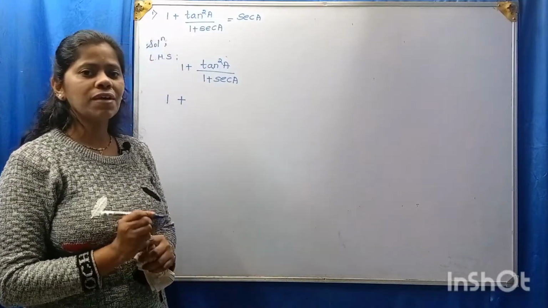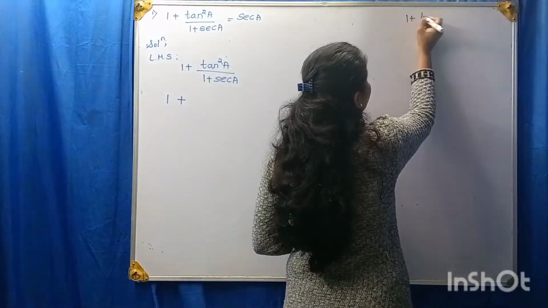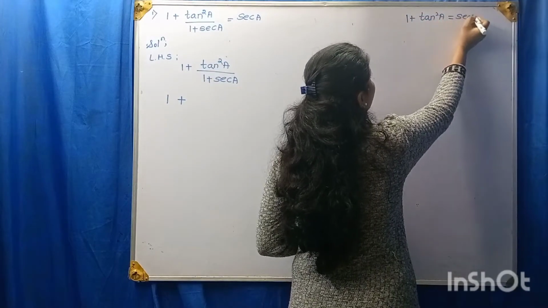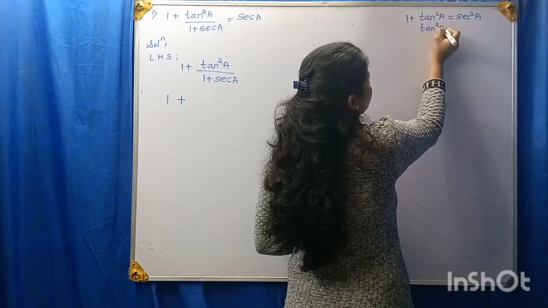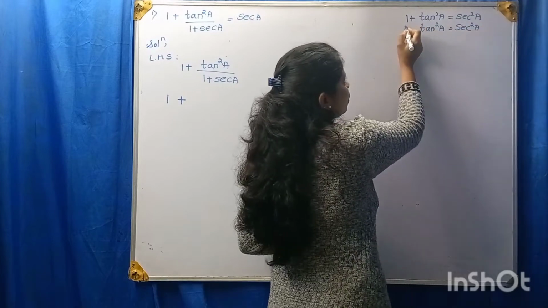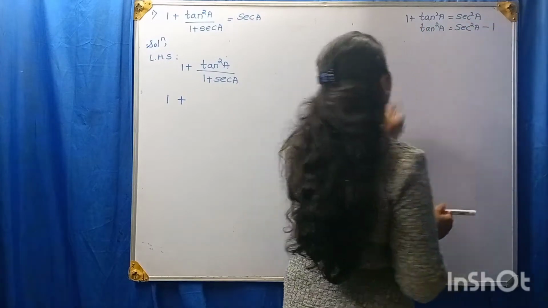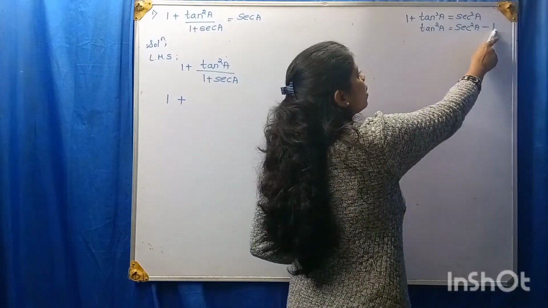1 plus tan²A is equal to secant²A. Tan²A is equal to secant²A; this plus 1 will go to the other side and become minus 1. Therefore, tan²A, I can write as secant²A minus 1.